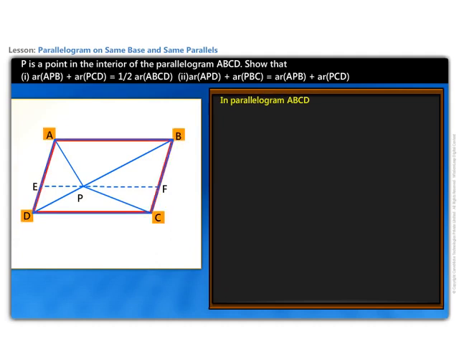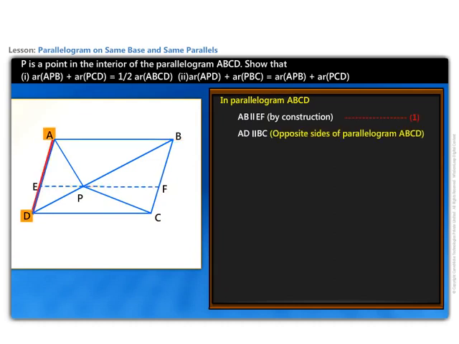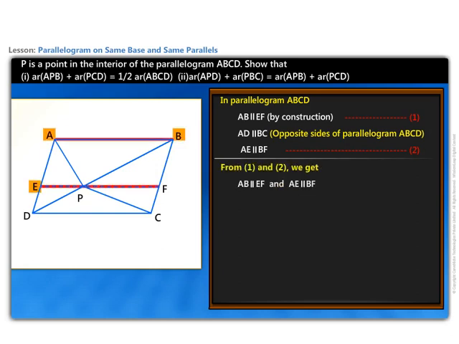In parallelogram ABCD, by construction, AB is parallel to EF. Let us consider this as equation 1. AD is parallel to BC as they are opposite sides of parallelogram ABCD. AE is parallel to BF, which we can consider as equation 2. From equations 1 and 2, we get AB is parallel to EF and AE is parallel to BF. So, ABFE is a parallelogram.